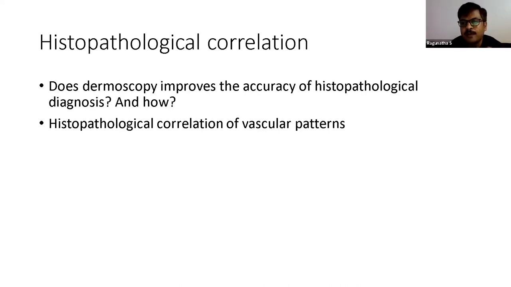We have talked about more, Dr. Enzo has talked about more of vascular patterns, how they are useful in diagnosis of many inflammatory conditions. Is it possible to correlate? Because when we read the histopathology of vascular lesions, we don't see much of vascular patterns. We see dilated tortuous vessels. What we see are different patterns. Is it possible to correlate vascular patterns with histopathology?